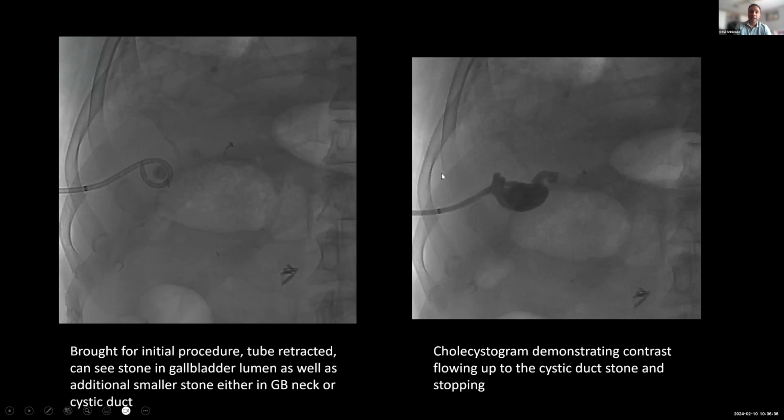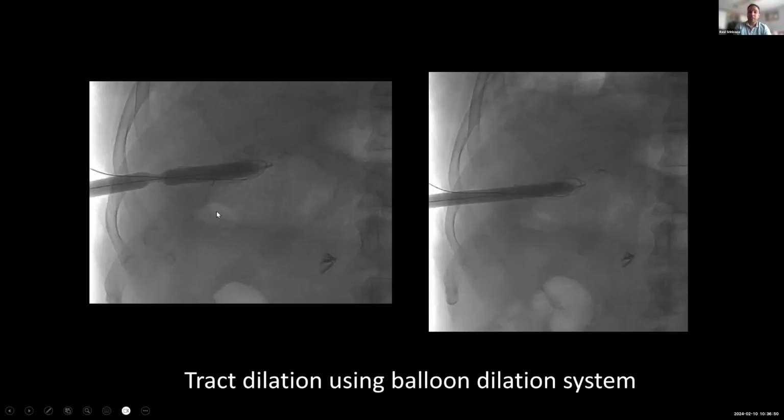So we have access through a cholecystostomy tube. You can see that gallstone there, as well as the stone in the cystic duct. And when we do a cholecystogram, you can see there's clearly obstruction of the cystic duct, and this is consistent with cholecystitis. So we dilated the access. In the gallbladder, on a case-by-case basis, I'll make a decision on whether to use the flexible small scope or a larger rigid scope.